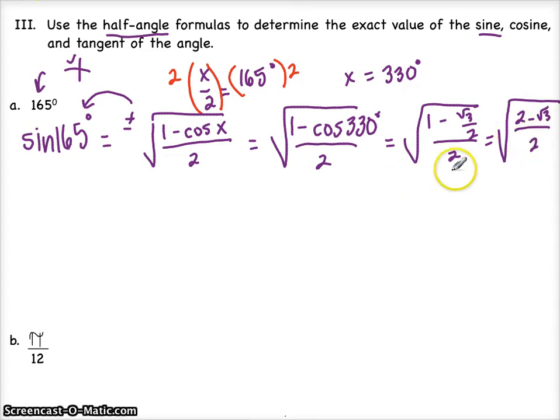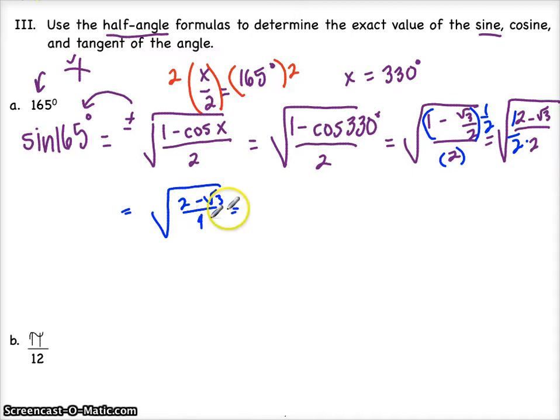And when I keep it, switch it, and flip it, in other words, multiply this by 1 over 2, so I'm showing that right here, that would give us the square root of 2 minus root 3 all over 2 times 2 is 4, and you know that the square root of 4 is 2. So this is the square root of 2 minus root 3 over 2.